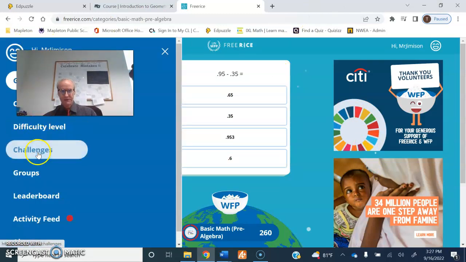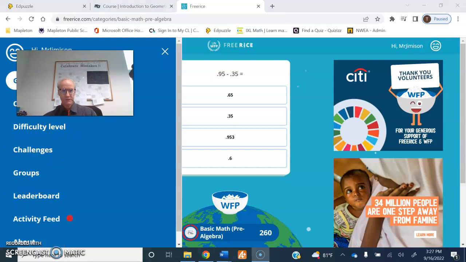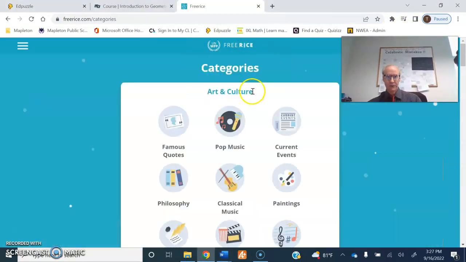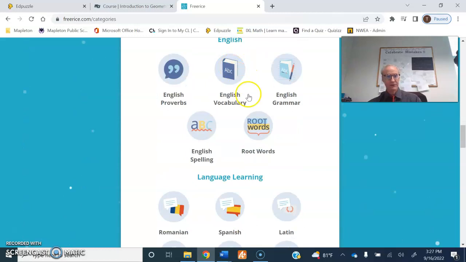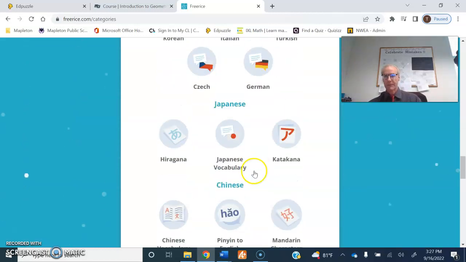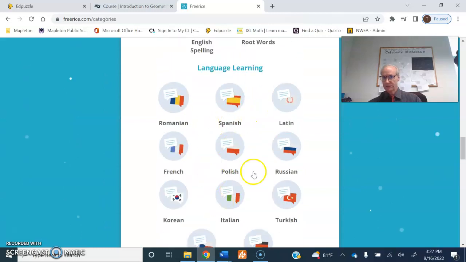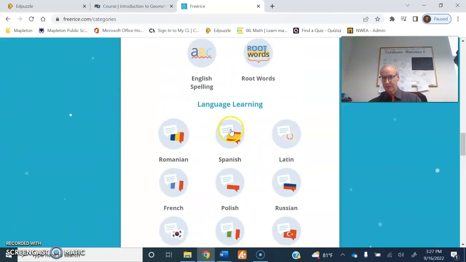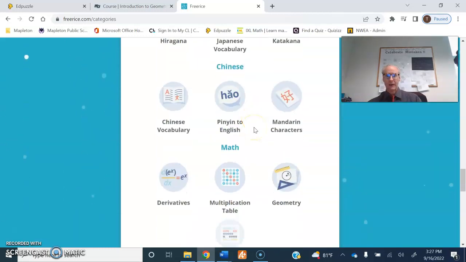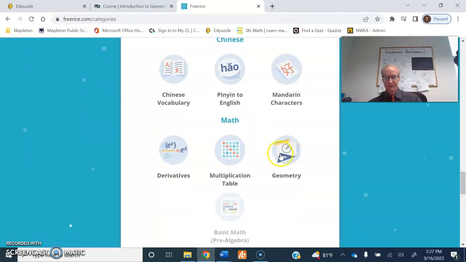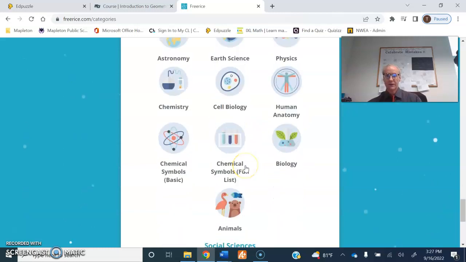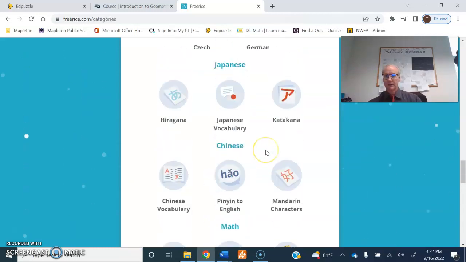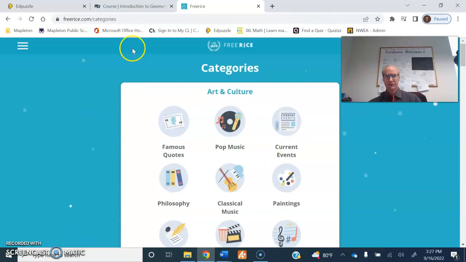There are lots of categories. Here are some categories that they can choose. The most extensive category is the vocabulary. It's English vocabulary, but there's lots of other things you can practice. You'll notice there are all these languages to practice. For example, Spanish, they can practice their Spanish vocabulary. There's geometry. There's a few questions in geometry, not a lot. The one I was showing you was basic math. And of course, there's science. So students can learn all about all of these subjects and feed starving people at the same time. So win-win right there. This is called Freerice.